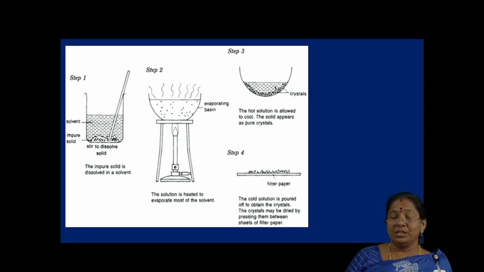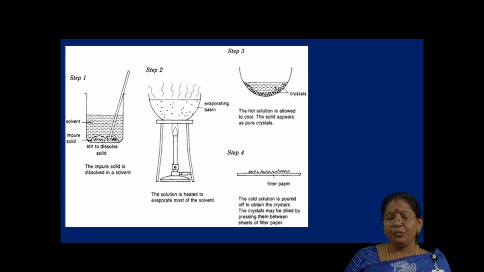Then we should start the heating up to 340 degrees, otherwise this compound may be decomposed. That's why we should maintain the temperature at a particular limit. Then at that time the solvent is evaporated. Then the solution starts boiling. At that time the substance, that is impurities, are dissolved and remain in the solution.